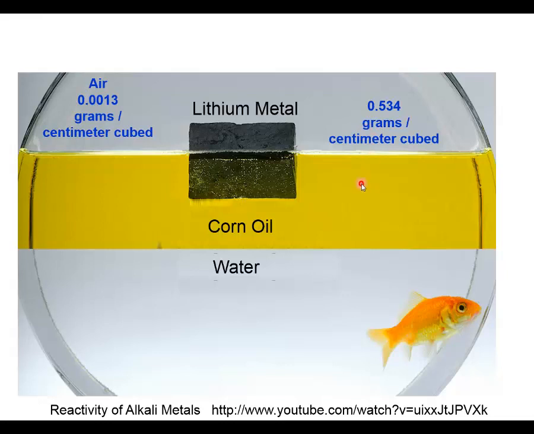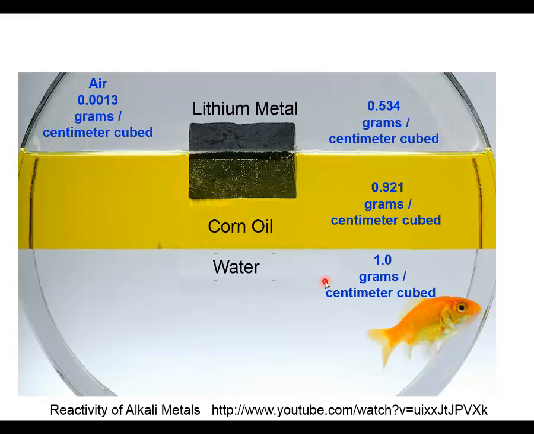Now, the corn oil has a density of 0.921 grams per centimeter cubed. So it is more dense than the lithium, and it's more dense than the air, so it's the next lowest on our density column here in the fishbowl. And then we were told to memorize that water's density is 1.0 grams per centimeter cubed, so it'd be at the bottom of our layers in this simple density column. So these are kind of fun to look at.